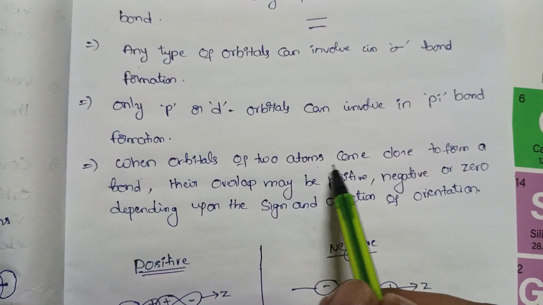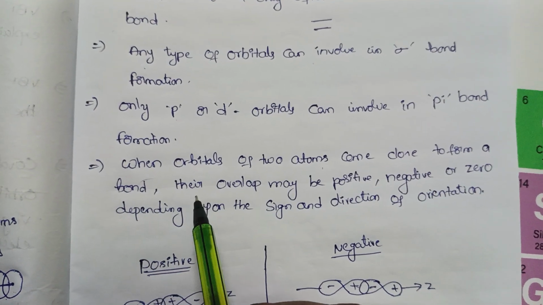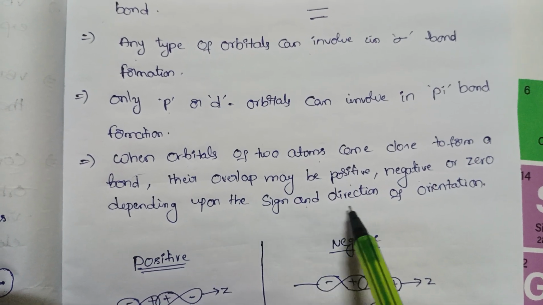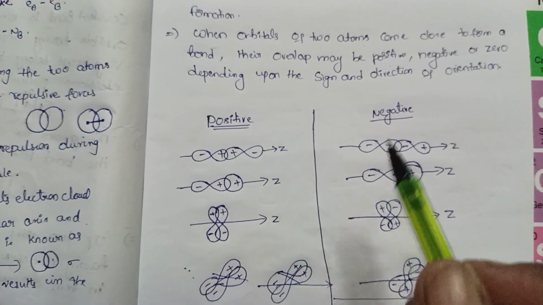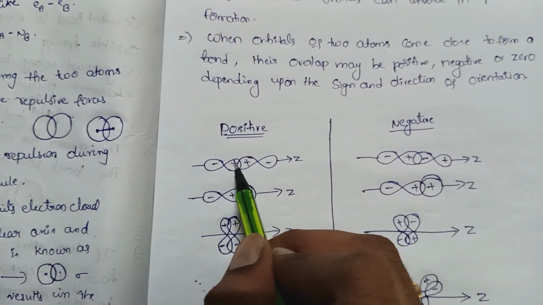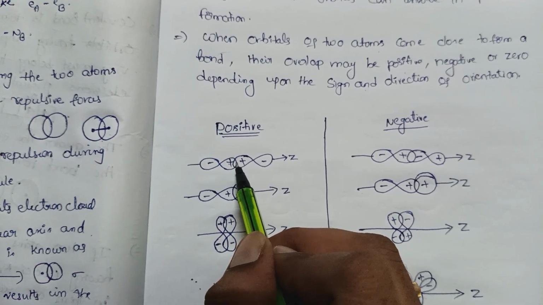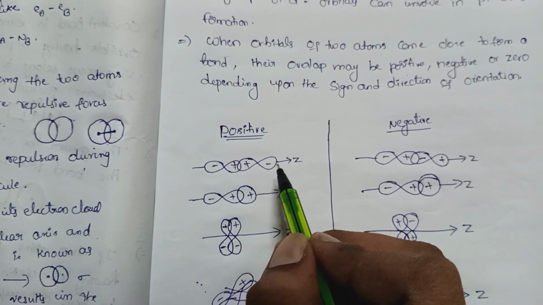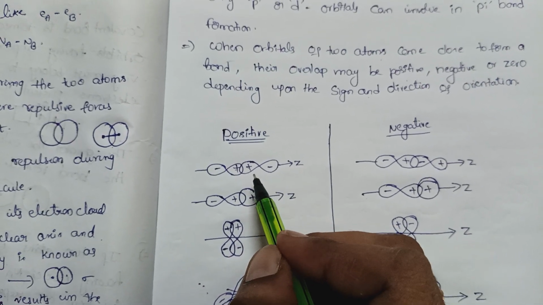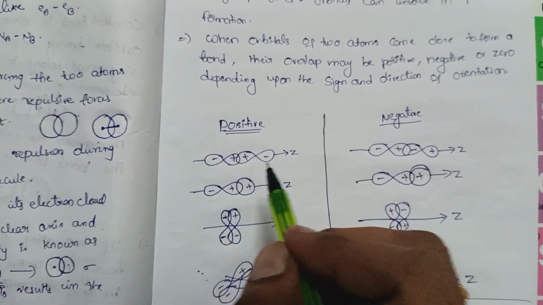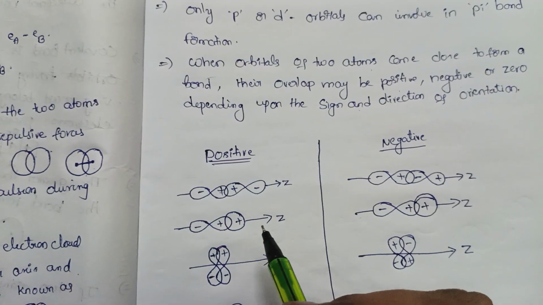When orbitals of two atoms come close to form a bond, their overlap may be positive, negative or zero, depending on the sign and direction of orientation. If we take positive overlap, both orbitals should have a positive sign. We may get one doubt: positive-positive and negative-negative are repulsion, right? How will it be attractive? Here these are orbitals we are showing with the positive sign. Here we are not writing electrons.